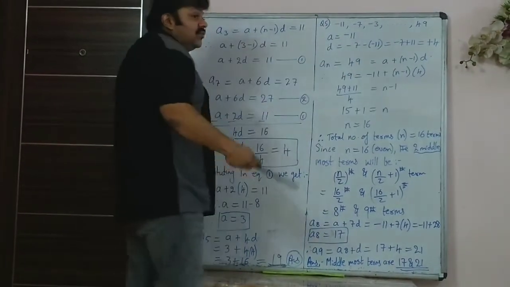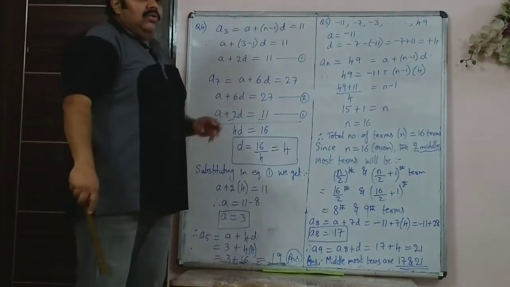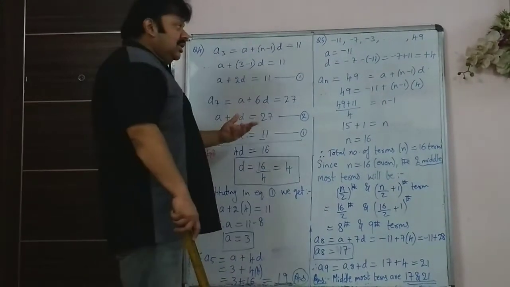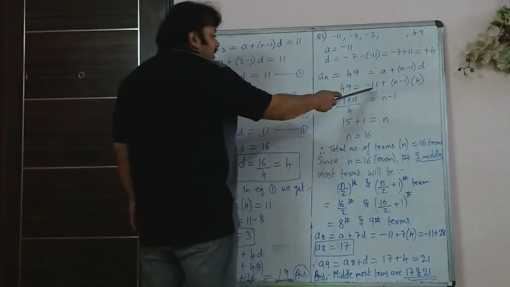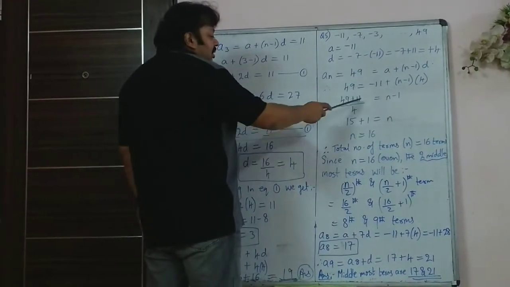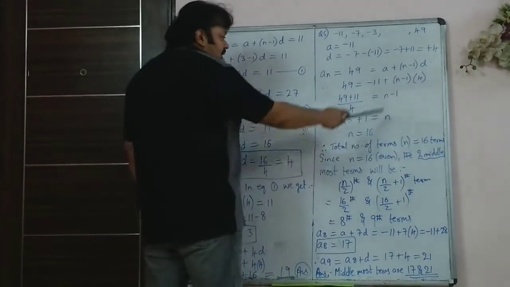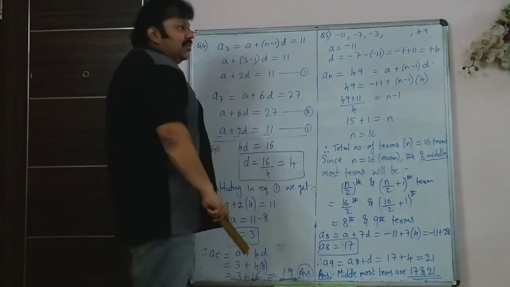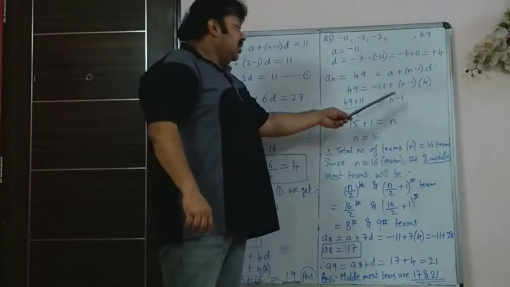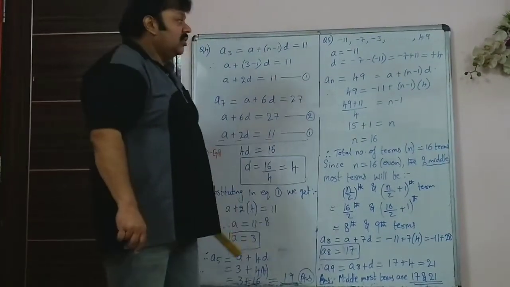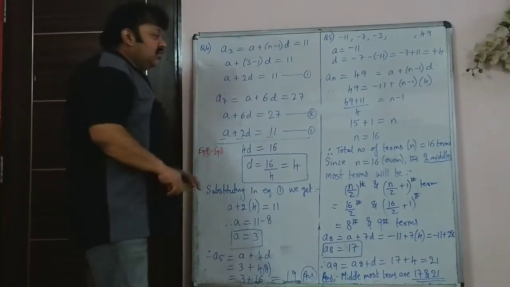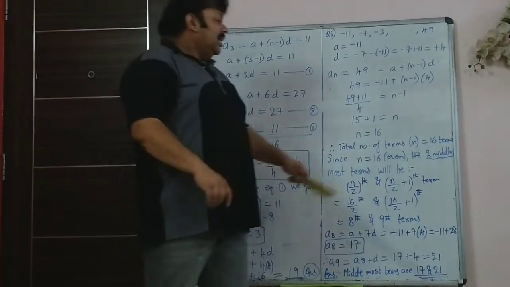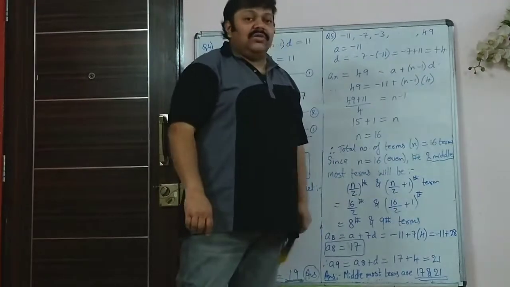What is the number of terms in the AP? Only once we come to know the number of terms can we find the middle term or the middle terms. So in this case, shift the 11 here, it will become 60 upon 4, which is 15. And the 15, you have to minus 1 on this side will become plus 1. So it will become 15 plus 1, that is n is equal to 16. So total number of terms n is equal to 16 terms. That means the 16th term, the last term, is 49.